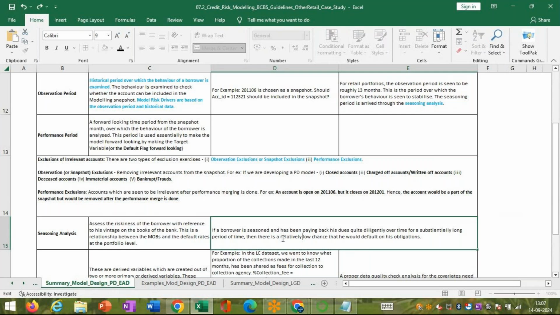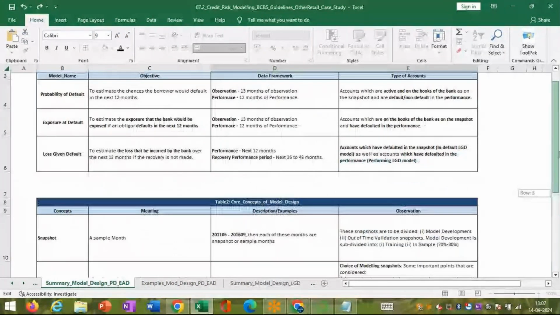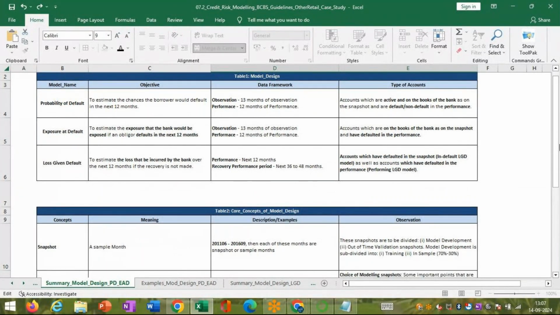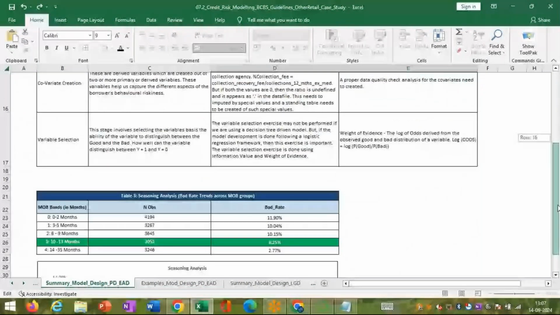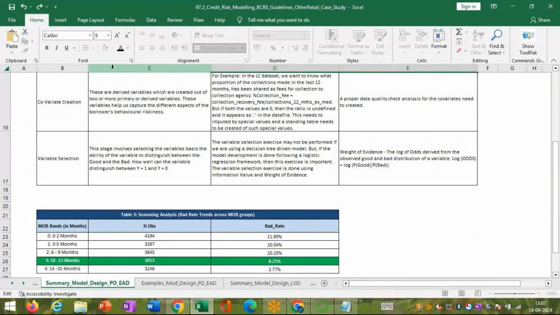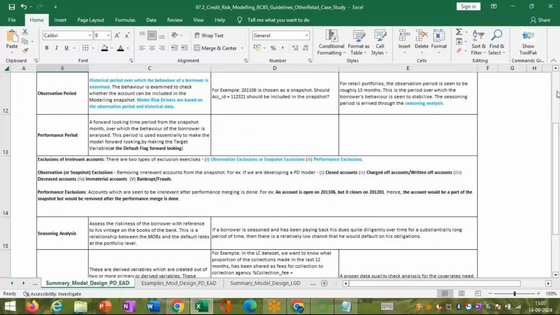So, let's take a pause here for the day. I'll start off with seasoning analysis and finish the remaining part of model design, right? And then we'll go to talk about PD and EAD and LGD models in terms of their model design. So seasoning analysis is something very specific to PD, right? Even though covariate creation, variable selection frameworks are something which is central to everyone, but over here we are initially discussing it with respect to PD. Then I'll talk about EAD and LGD as well.